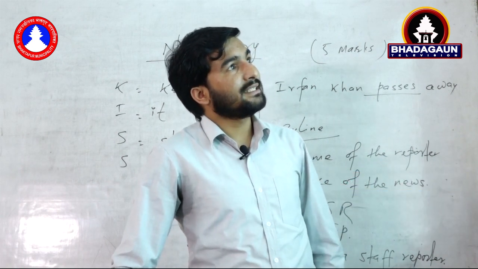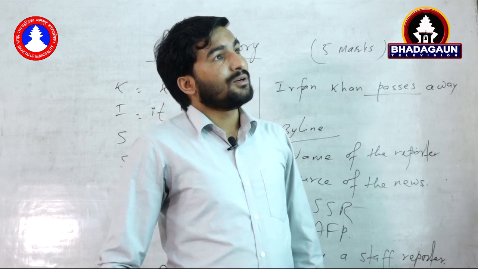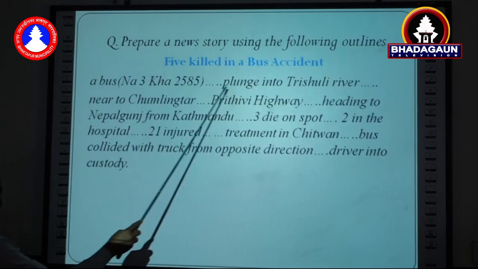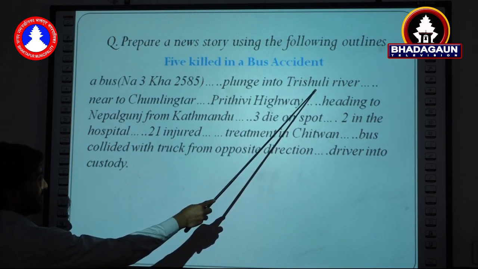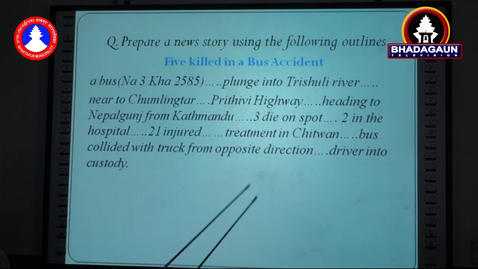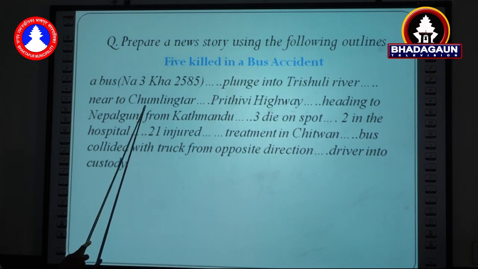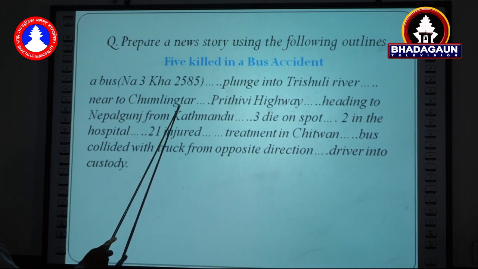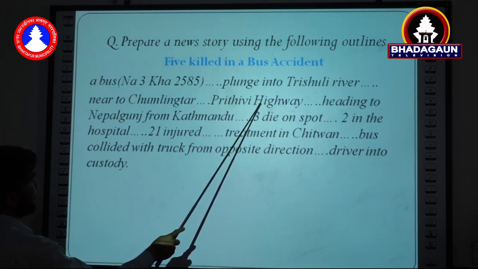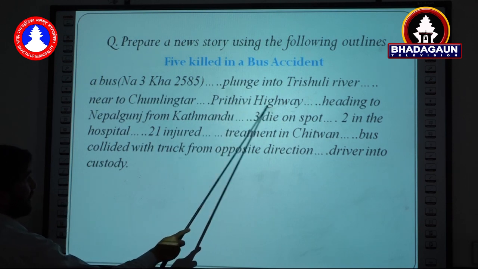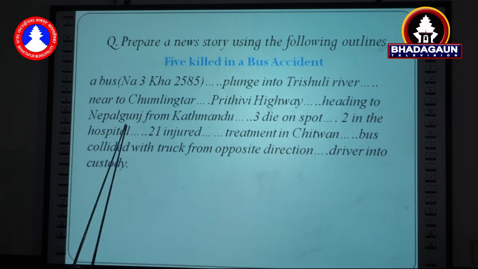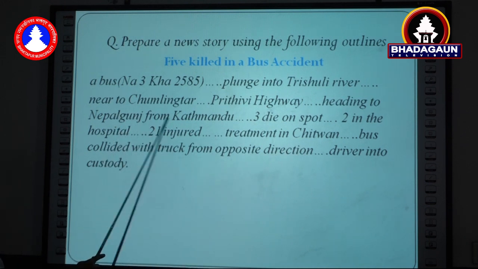So news in detail: when you write the news in detail, we have to answer what happened. What happened means a bus plunged into Trishuli river, right? A bus met an accident, plunged into Trishuli river. Where did it happen? Sumlingtar. When? Not given. You can write yourself. Prithvi highway. It may have fallen down from Prithvi highway. It was going to Nepalganj from Kathmandu.